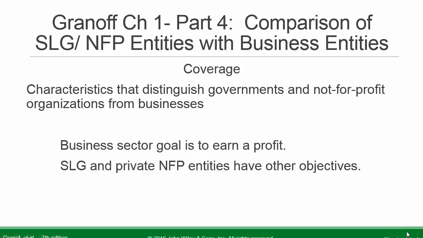Granoff Chapter 1, Part 4, Comparison of State and Local Government, Not-for-Profit Entities with Business Entities. Coverage: Characteristics that distinguish governments and not-for-profit organizations from businesses. Business sector goal is to earn a profit. State and local government and private not-for-profit entities have other objectives.